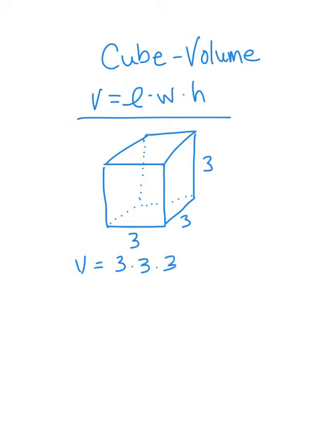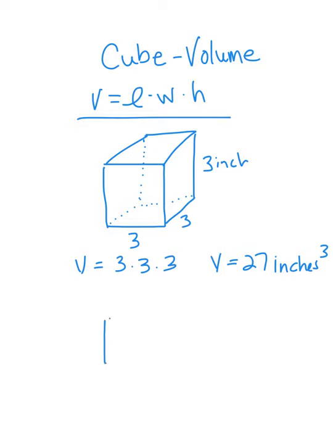So 3 times 3 times 3 is 27. So the volume of this is 27. And it would be in cubic inches, feet, or whatever. So let's say that we call this inches. So it would be 27 inches cubed. Okay, that is how you would say the volume on that one.